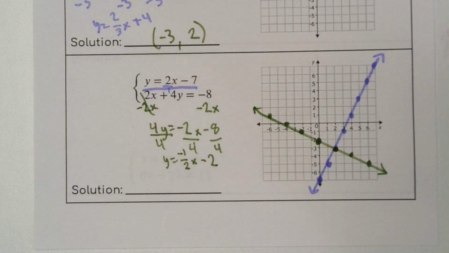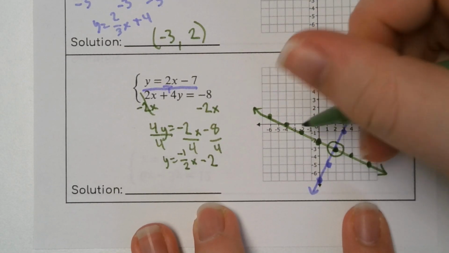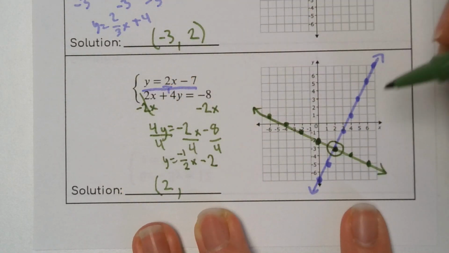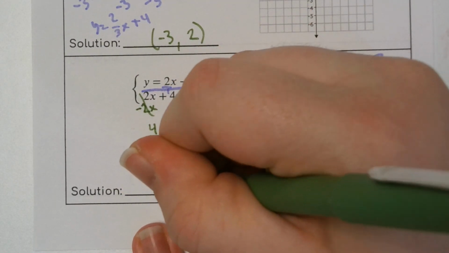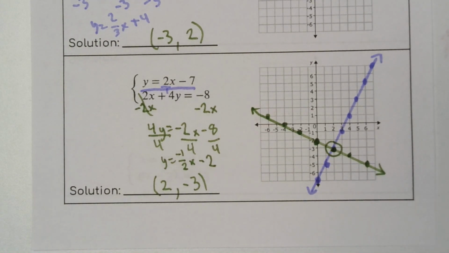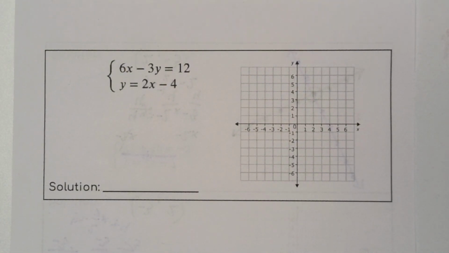All right. So our x value is what for this point? Our x value is 2. Sweet. And then what's our y value? -3. Perfect. So it would be 2, -3. Okay. On the back, we have one more example.